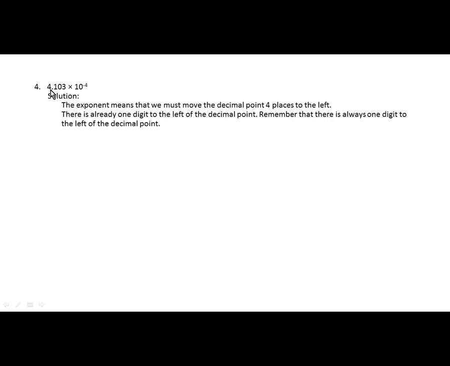Number 4, 4.103 times 10 to the minus 4. So our solution: minus 4 says move the decimal point 4 places to the left. We've already got 1 place to the left. Remember, there's always 1. I'm going to have 4 minus 1, or 3 zeros in front. I have 0.000 and then 4103.